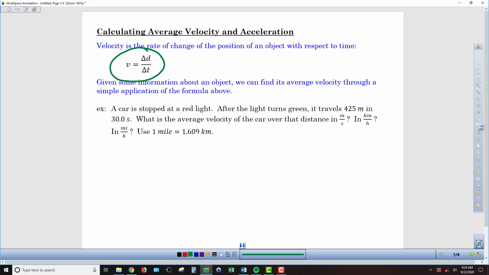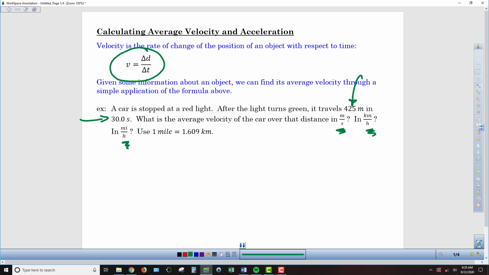We have a car that stopped at a red light, takes off, and travels a distance of 425 meters in 30 seconds. We want to calculate that average velocity in meters per second, and then later in kilometers per hour, and then in miles per hour. We're given a conversion factor there to jump from the SI to English units.